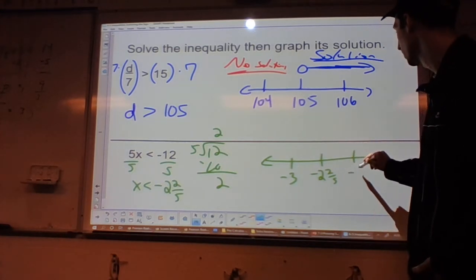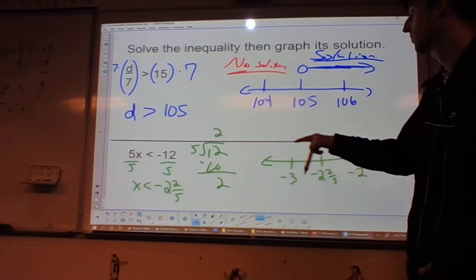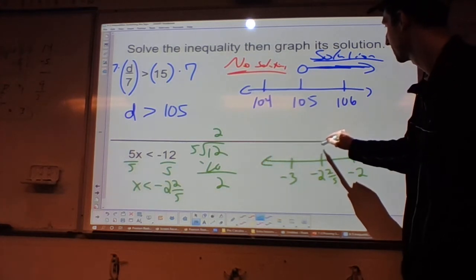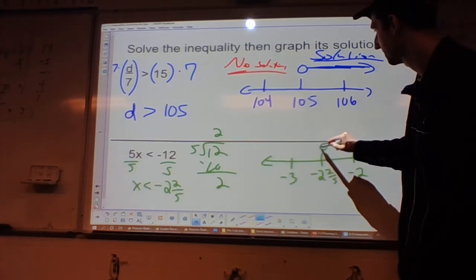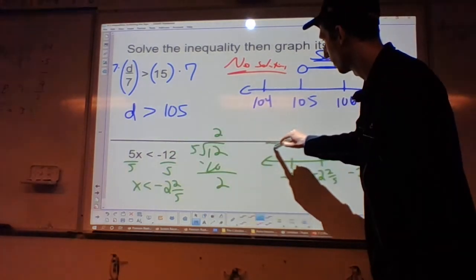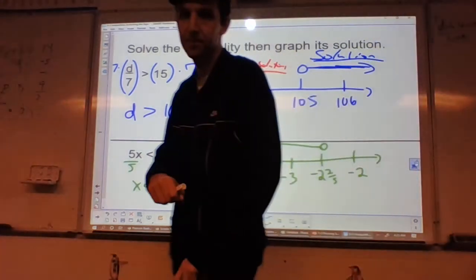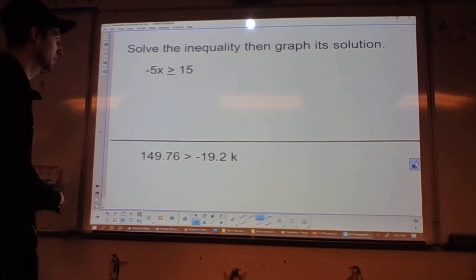Negative 2 would be the next one on this side. So we're going less than negative 2 and 2 fifths. So once again, we're not including that. This time, less than, we're going to the left. Okay? Let's look at another example here.